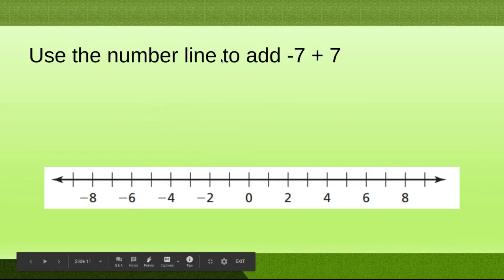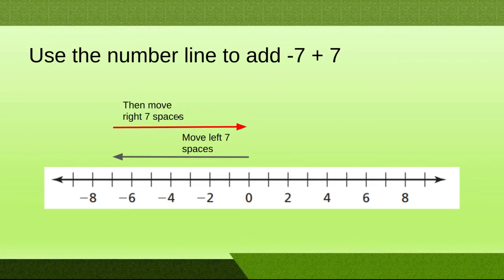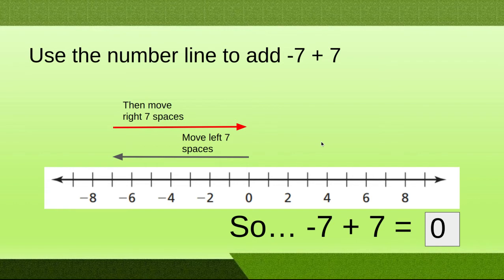One more here. We're going to use the number line to add negative 7 plus 7. So we start at 0 always. We move to our first number, which is a negative 7. So we go to the left 7 spaces. So that's its absolute value, right? Just thinking of these things. And then we're going to add to it, which we move to the right, and we continue to go right because the second number is positive. And we go back to the right 7 spaces, and where we end is our answer. So negative 7 plus 7 equals 0.